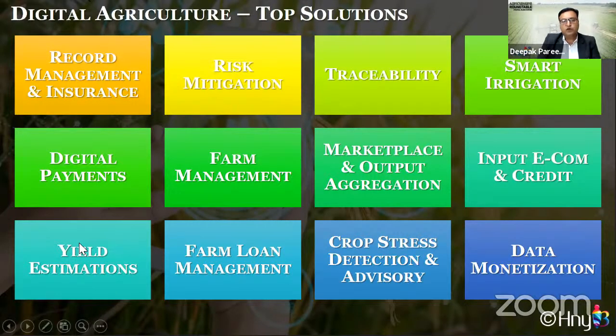Now, what are the typical 12 solutions which the market is looking at? We start with the highest demand: record management and insurance, risk mitigation, traceability, smart irrigation, digital payments, farm management, marketplace and output aggregation, input e-commerce and credit, yield estimation, farm loan management, crop stress detection and advisory, and finally data monetization. So these are the 12 solutions being talked about. One of the highest growing solutions is traceability. Currently the penetration is low, but it is growing very fast, at close to 24%.